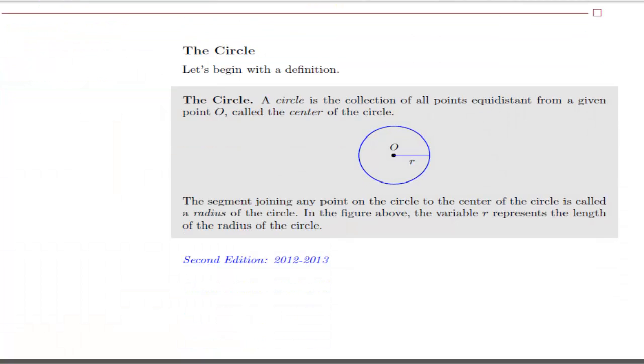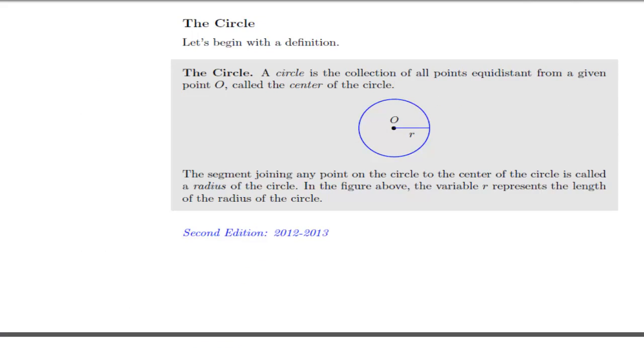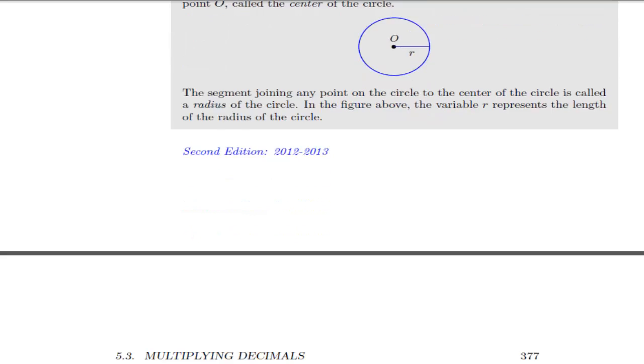The circle. Let's begin with the definition. A circle is a collection of all points equidistant from a given point O called the center of the circle. The segment joining any point on the circle to the center of the circle is called the radius of the circle. In the figure above, the variable r represents the length of the radius of the circle.